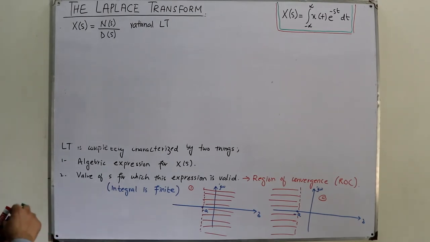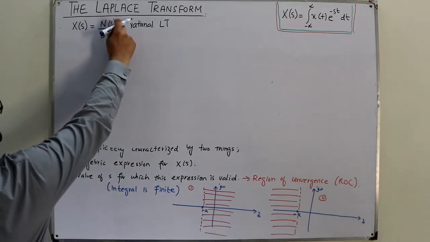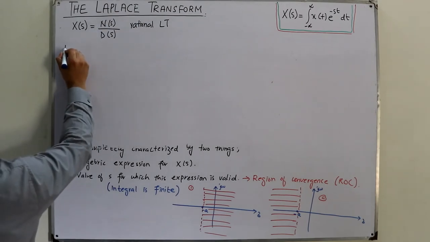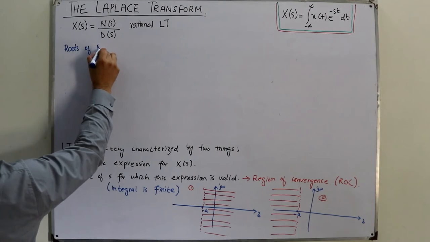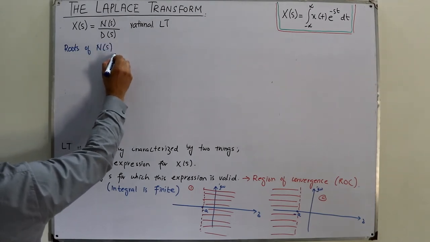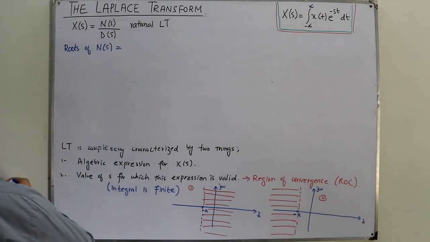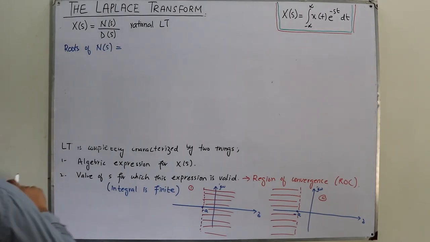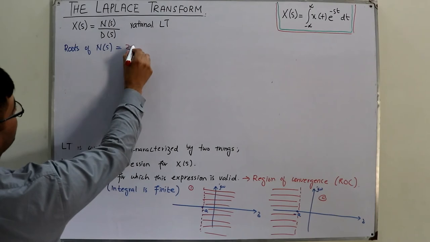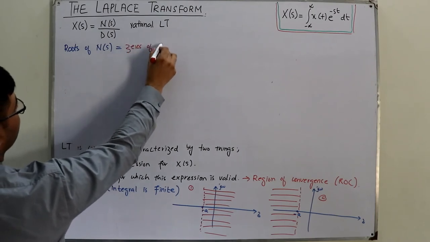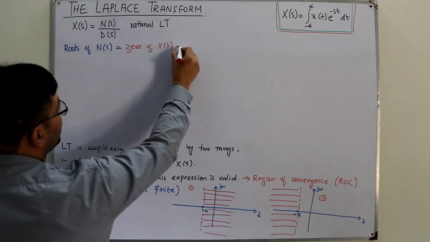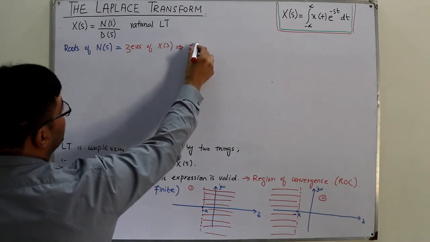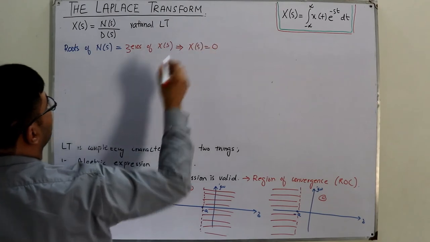In that case, if you find the roots, the numerator would have its roots and the denominator would have its roots. If you find the roots of the numerator of s, they are called the zeros of the Laplace transform. Why are they called that? Because at this particular value, X of s would become zero.